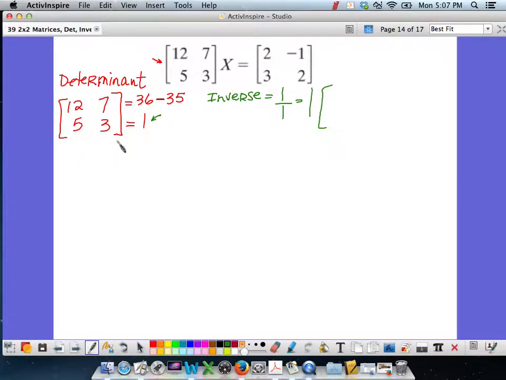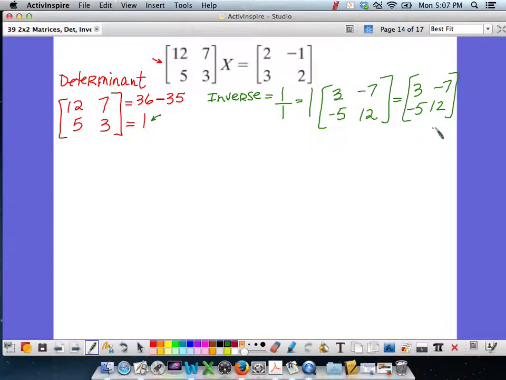So I'm going to swap 12 and 3, so that's going to be 3 and 12. And I'm going to change the signs of 7 and 5, so that becomes negative 7 and negative 5. And of course, when you multiply that times 1, it just stays 3, negative 7, negative 5, 12. So this is my inverse right here.